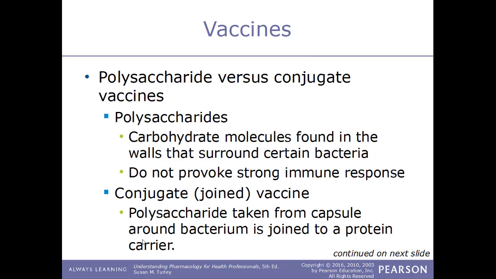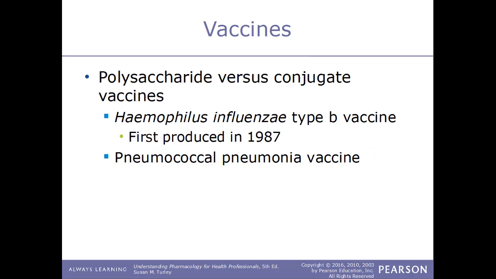Now, a polysaccharide vaccine has carbohydrate molecules that are found in the walls that surround certain bacteria, but these do not provoke a strong immune response from the body. Conjugate vaccines, or joined vaccines, have a polysaccharide taken from the capsule around the bacterium that is joined to a protein carrier. An example of each one of these categories: the Hib vaccine, Haemophilus influenzae type B, is a conjugate vaccine. It was first produced in 1987. And the pneumococcal pneumonia vaccine is a polysaccharide vaccine.